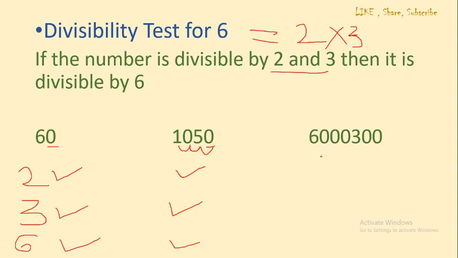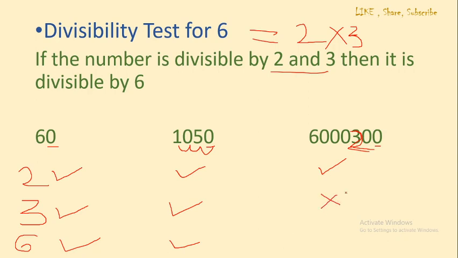Next, 6000300. I'll do one thing. I'll take a 2 here instead of 3 so that you can understand. Now let us see what happened. For 2, it is going to be fulfilled, because at the unit place it's 0, so it is divisible by 2. So the condition for 2 is satisfied. But for 3, we'll check. 6 plus 2 is 8, because all others are 0, and 8 is not divisible by 3, so the number is not divisible by 3.